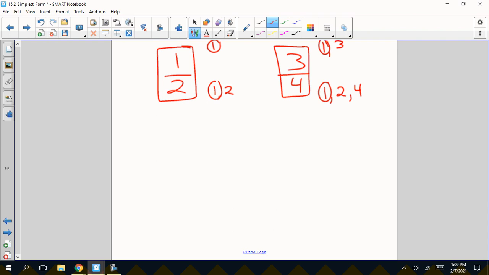Sometimes you can divide to just get any number, as long as the only thing that goes into both the top and the bottom is 1. That's when we know it's in simplest form.